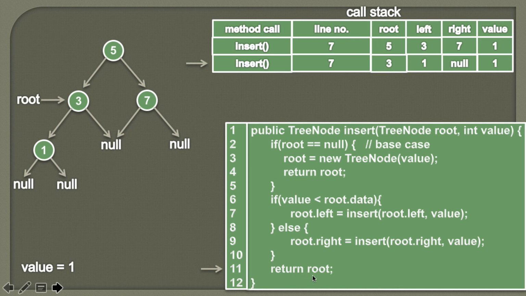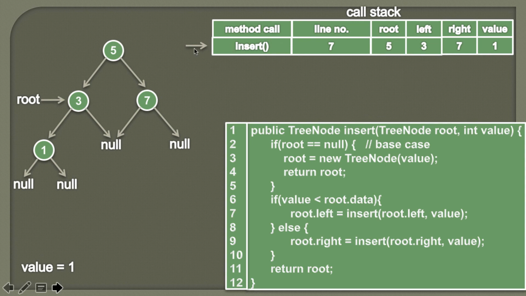And finally we'll simply return root. So when we return root, this insert method will be completed and it will be removed from the call stack. And the execution point reaches to the insert method, and we'll again start execution from the line number 7. And at that point root was pointing to 5. So therefore now root will point to 5. And as we have returned the tree node having value as 3, that would be assigned to root's left. So here root is pointing to a node having data as 5. We'll simply assign the value 3 to root's left. So it would look the same. And finally we'll simply return the root. So the insert method will be completed and it will be removed from the call stack.